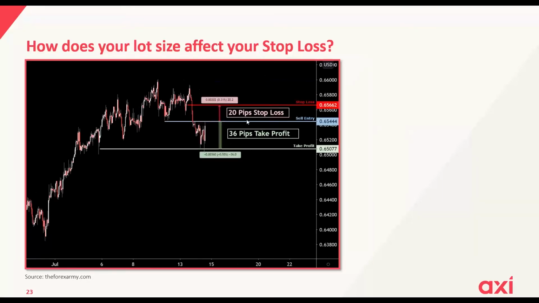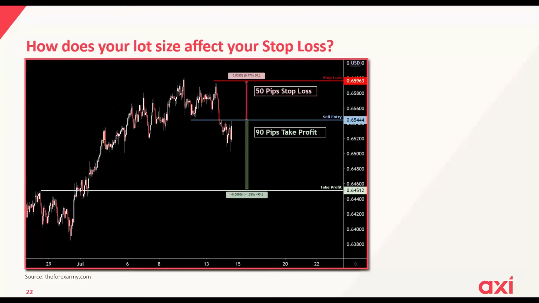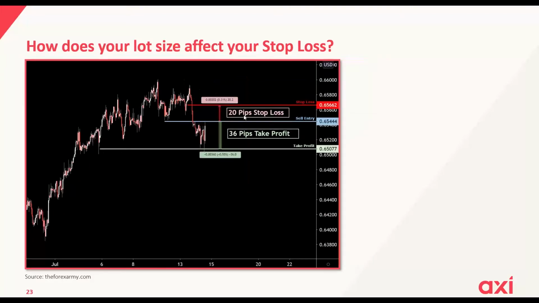The second trade is a 20 pip stop loss and 36 pip profit. Okay, you can see they are the same chart. One is 50 pips, 90. One is 20, 36. So which one is more profitable? Is it the 50 pips stop loss with 90 pips of profit target, or is it the 20 pips stop loss with 36 pip profit target? Which one will make you more money?